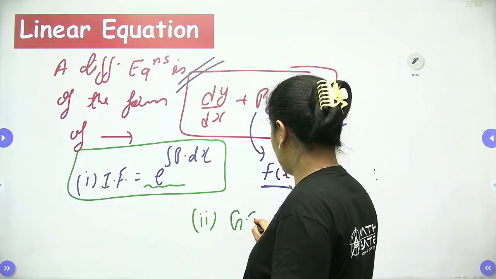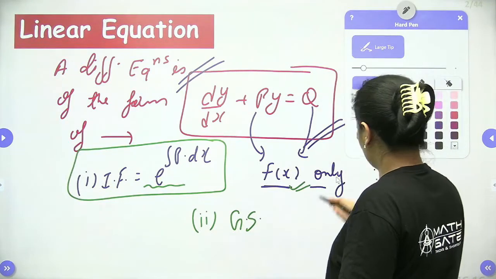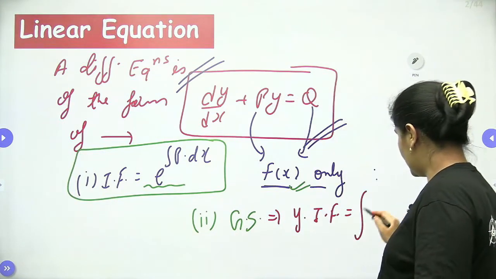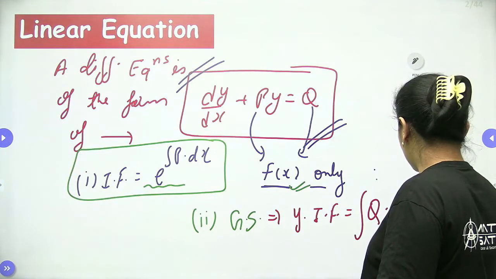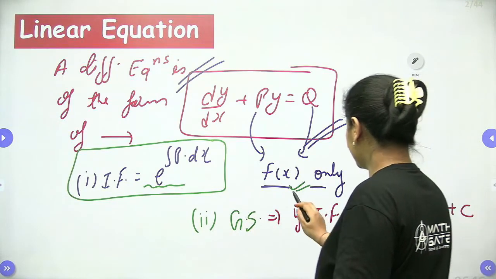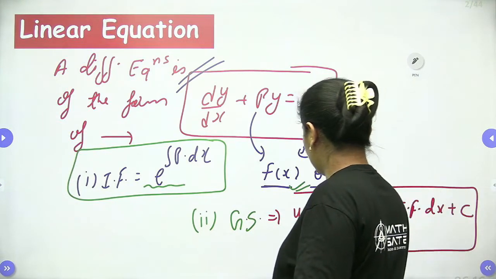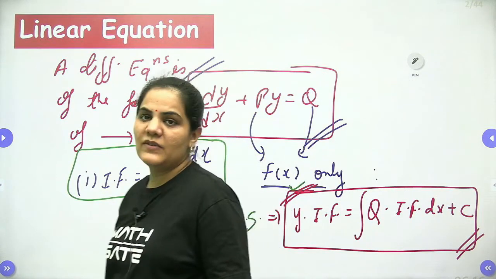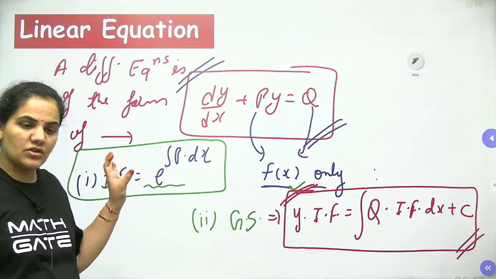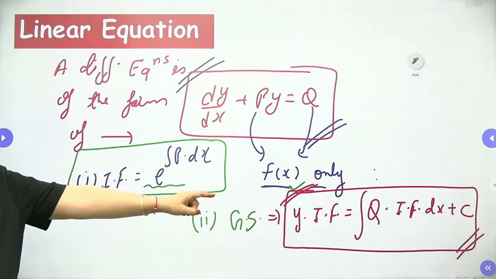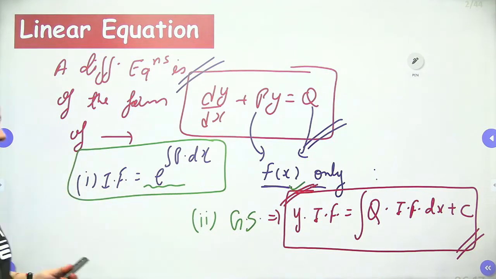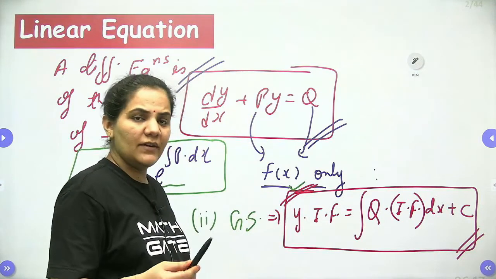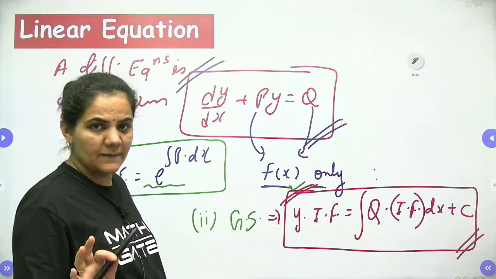Dear students, the general solution for the differential equation will be y into integrating factor is equal to integration of q into integrating factor dx plus c. So this will be the general solution, right? First of all we will find the integrating factor, after that we will go for the general solution. If you want, you can put it in a bracket also.